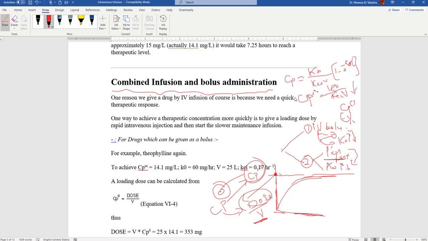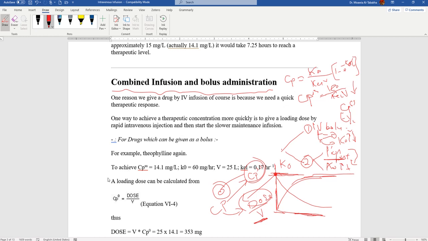But what happens if I don't do anything after that? I will have a mono-exponential decrease in concentration. That's why directly after I give the injection, I have to start the infusion at rate K0 to maintain this concentration as steady, to maintain it at CPss. Okay, this is the idea.